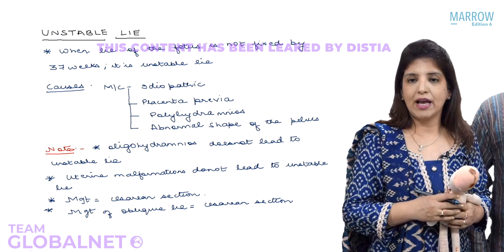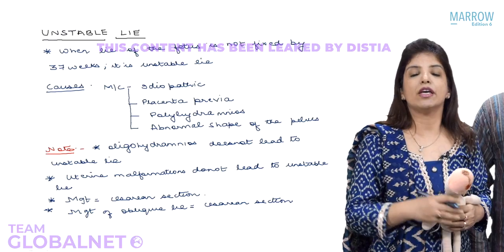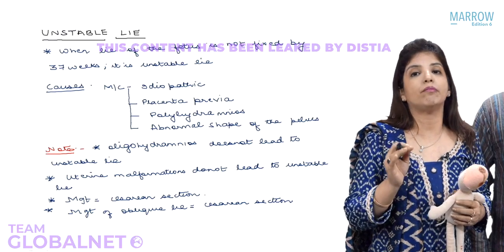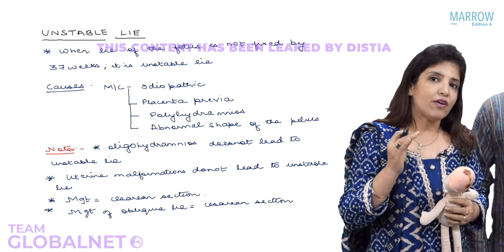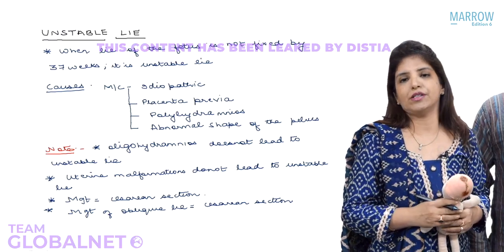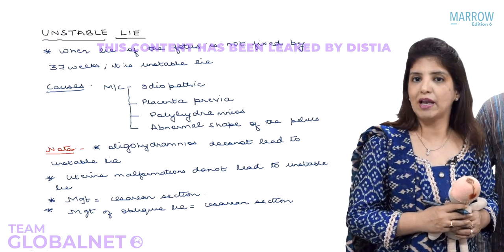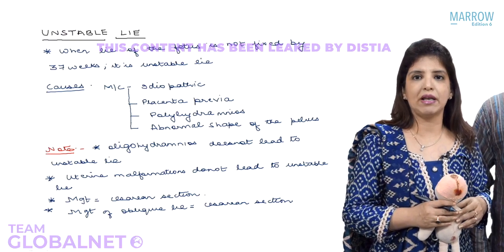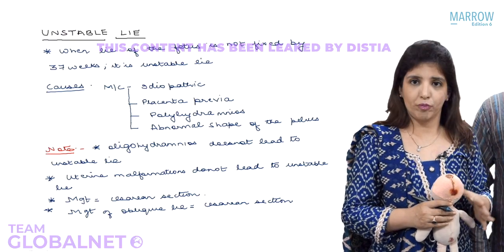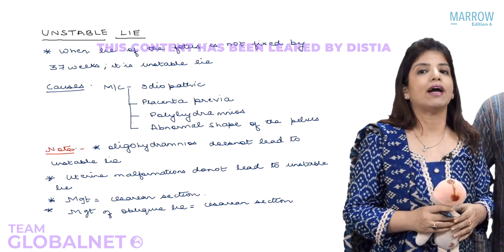What is unstable lie? Unstable lie is a condition when the lie of the baby is not fixed even by 37 weeks of pregnancy, right? So if lie is not fixed by 37 weeks of pregnancy, that is what is called unstable lie. And if someone asks you what is the most common cause of unstable lie, the most common cause is idiopathic. But apart from idiopathic, it could be because of polyhydramnios.